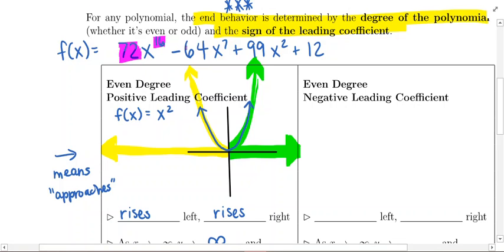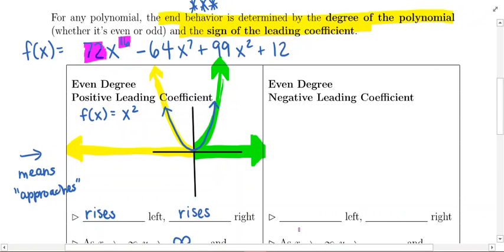So if you have this crazy polynomial function, without putting it in the calculator, you know since the degree is even and it's got a positive leading coefficient that it's going to act like x squared at the endpoints. It's going to rise to the left and rise to the right. All right, so let's go ahead and look at the next case.